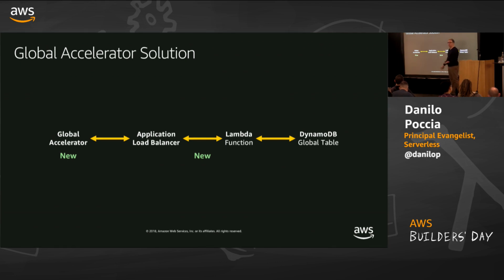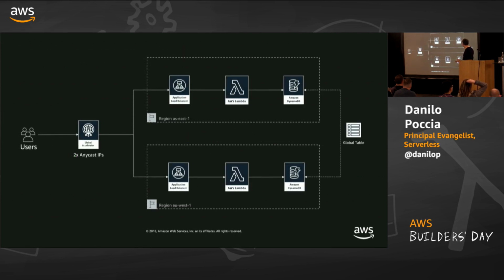And if you followed my presentation from early this morning, the Application Load Balancer can now route traffic to a Lambda function. So this integration, ALB to Lambda function, is new, and the Global Accelerator is new. And now you can build this architecture that is similar to what we saw before, but has some differences. So this is the resulting architecture: similar to what we saw before, but we have the Application Load Balancer instead of the API Gateway, and we have the Global Accelerator.